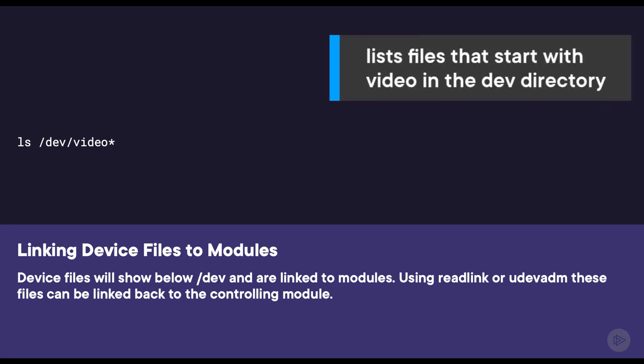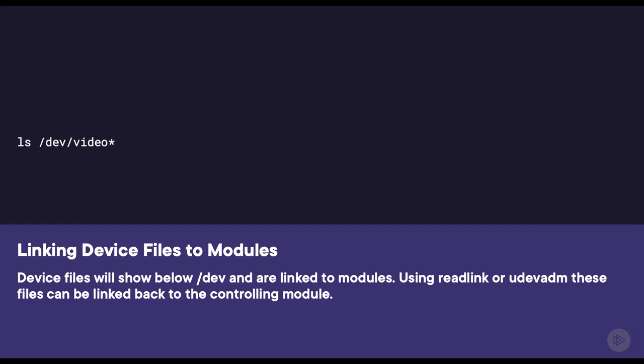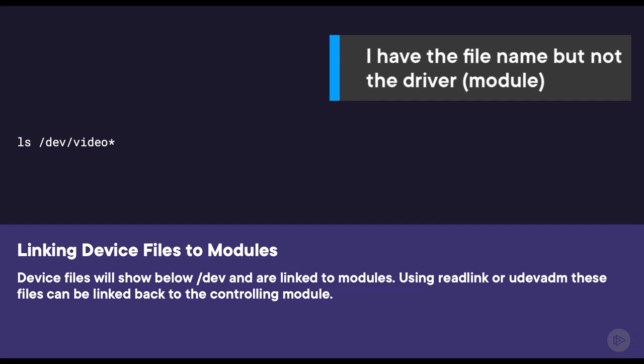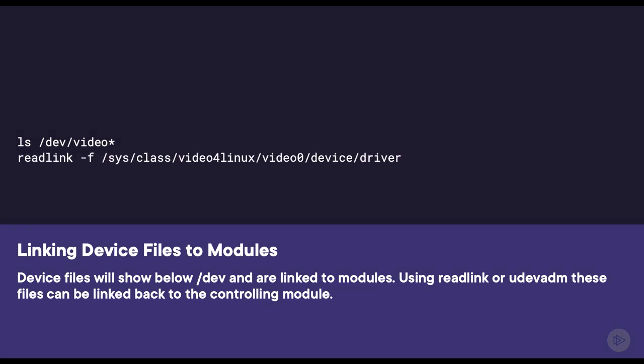This is going to list, in my case, video 0 and video 1, devices that could be webcams on my system. But this is all well and good. I know the device files, but what is the driver that is powering these files? It's not going to show from here. So we can use the readlink command, and we can then look for the file /sys/class/video4linux/video0, and then our device driver.